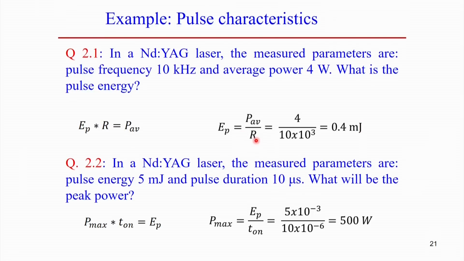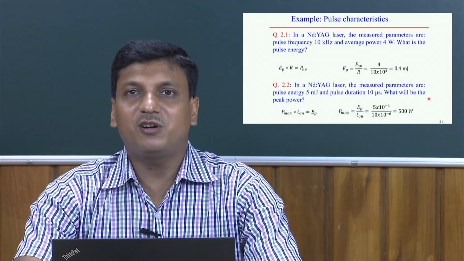Now, if the laser measured pulse energy is 5 millijoule and the pulse duration is equal to 10 microsecond, what will be the peak power? In this case we can find the maximum power times pulse on time equal to the pulse energy, and from here the maximum power is equal to 500 watt. So, if pulse energy is 5 millijoule, the maximum power is 500 watt, and if you see the first example, the average power is 4 watt, but the peak power is 500 watt.